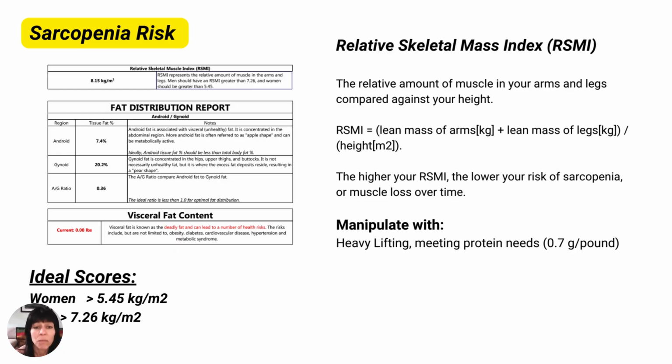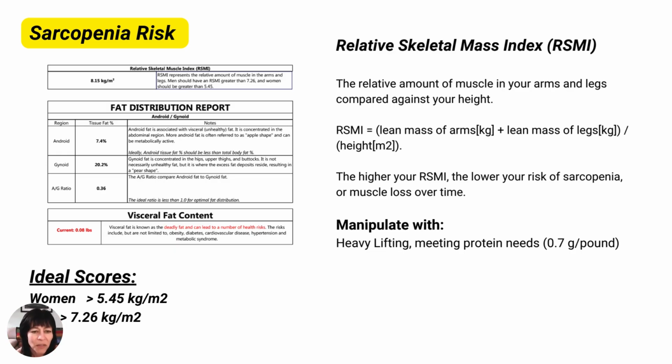Ways you can manipulate this number are heavy lifting, meeting your protein needs, getting movement, sleep, all those things. The score norms are right down here. You've got 5.45 or greater kilograms per meter squared for women, and for men it's greater than 7.2 kilograms per meter squared. And if you don't have that number on your scoring sheet, it's okay. It's a nice piece of information, but we could probably work it out if you had just the lean mass of your limbs, your appendicular lean mass, on another part of your test. That could be hiding somewhere without being a reported result.